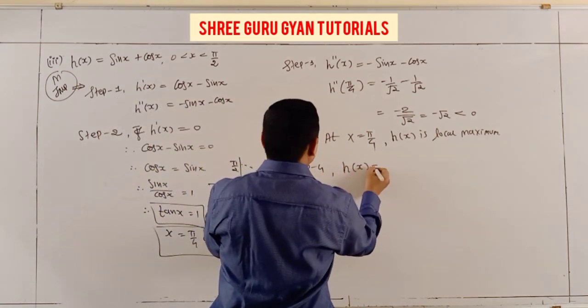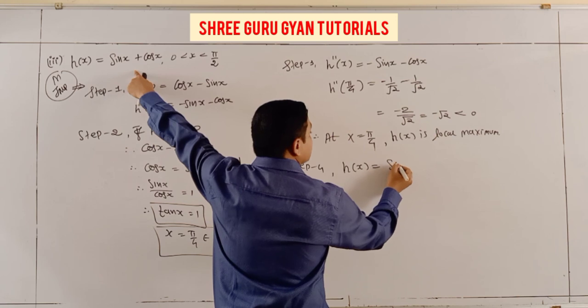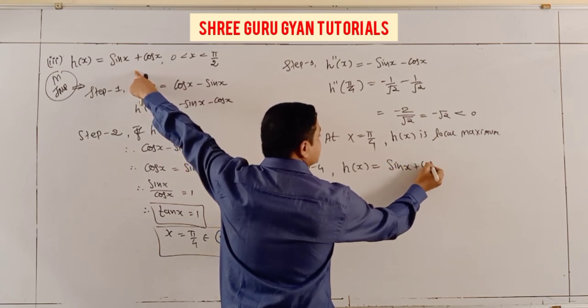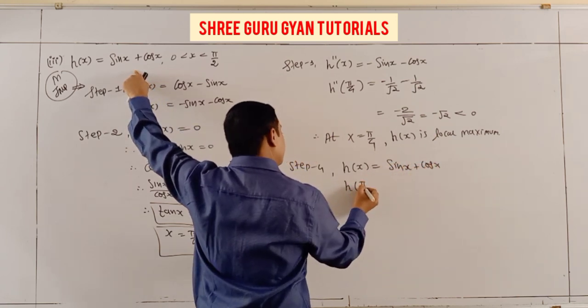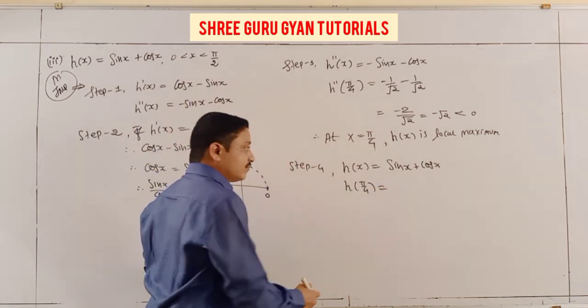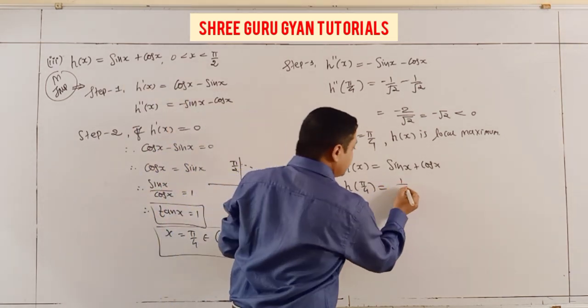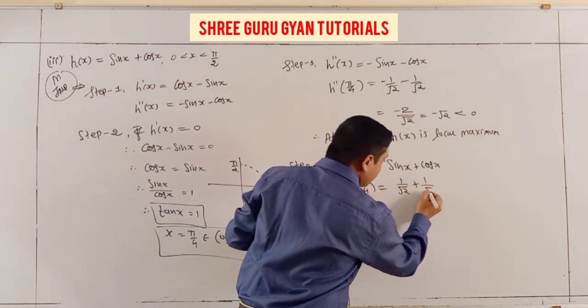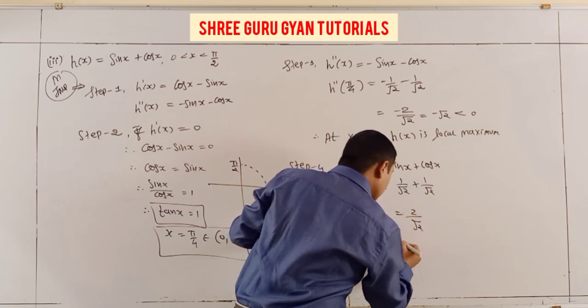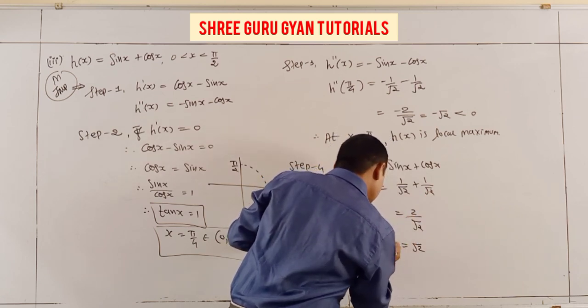Take h(x) in the original form, sin x plus cos x. Operate here, students, like that, and you can get your answer. Sin 45 is 1 by root 2, cos 45 is 1 by root 2, so 2 by root 2. It is root 2, and that's your answer.